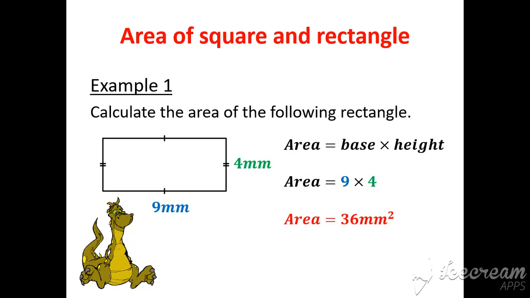Please put the correct units. It must be 36 millimeters squared. Now, millimeter squared represents a little square that is a millimeter across and a millimeter up. A tiny little square. If you remember how small a millimeter is, it's not very big at all. So, example 1, the area is 36 millimeters squared.